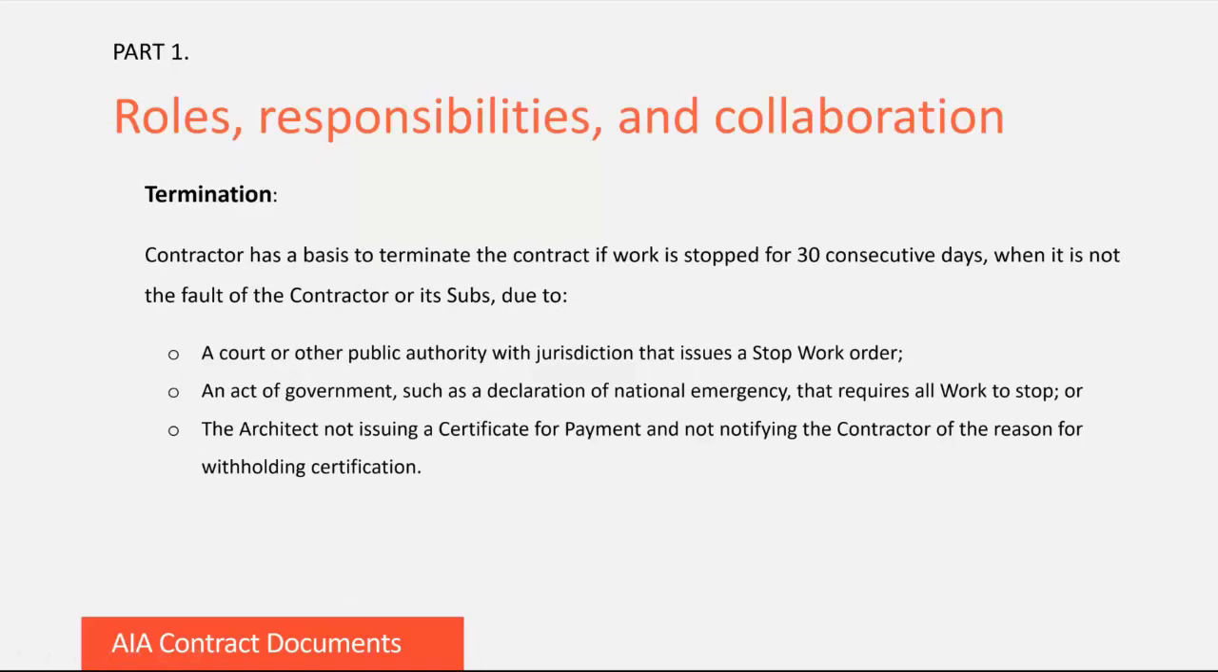The AIA A201 general conditions provide strong language to help a contractor who's navigating the area of termination. So I'll paraphrase just a few provisions from A201. Section 14.1 states that a contractor can terminate the contract if work has been stopped for 30 consecutive days when that is not the fault of the contractor or its subs, due to a court or other public authority with jurisdiction issuing a stop work order. I'm sure a few of those have circulated since COVID began. Also an act of government, like a declaration of national emergency that requires work to stop, or the architect not issuing a certificate for payment and not notifying the contractor of its reason for withholding certification.